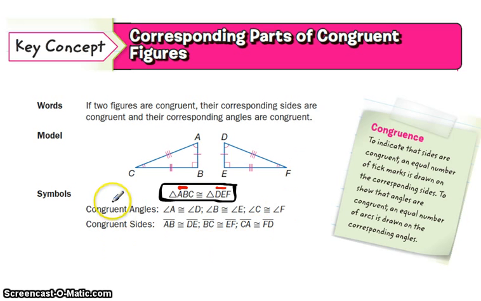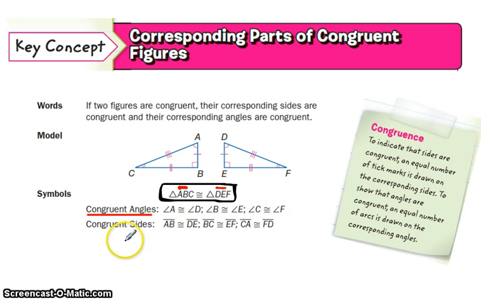They're also going to want you to write these out. So they're going to want you to do congruent angles. So you're going to have to write them out. Angle A is congruent to angle D. This is the congruent sign. It's an equal sign with a little squiggly. Angle B is congruent to angle E, and angle C is congruent to angle F.